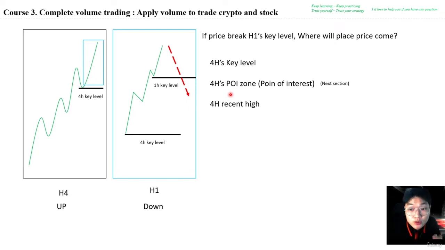So in this section, you just remember the first play is the 4 hour key levels, and the second play is a 4 hour POI zone, normally a little bit above the 4 hour key level. The next play price can come to is a recent high of the market. It means the high that creates the 4 hour key levels, and here is the total play. The market can come and finish the market cycle when the price breaks out the 1 hour key levels. And that's also very important for the key level strategies and the market structures.